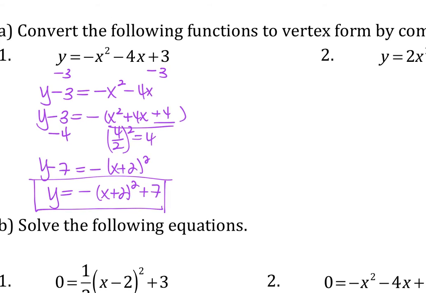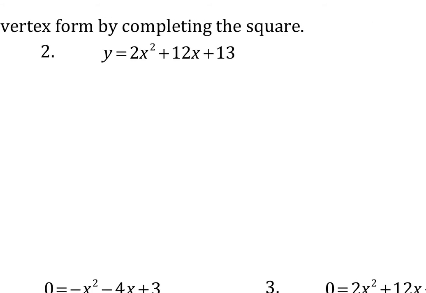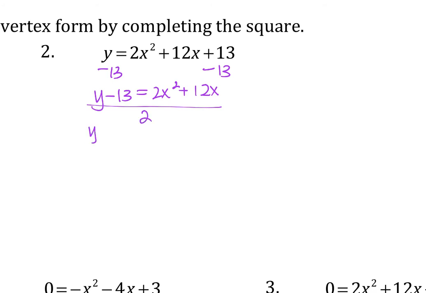On number 2, I'll show you how to do the division method. So we subtract 13. When you do division, you have to remember that we're not just dividing by 2, we're also dividing the y. So we have to do y over 2 minus 13 over 2 equals x squared plus 6x. So that's sort of the tricky part of dividing. We have to remember to also divide the y.